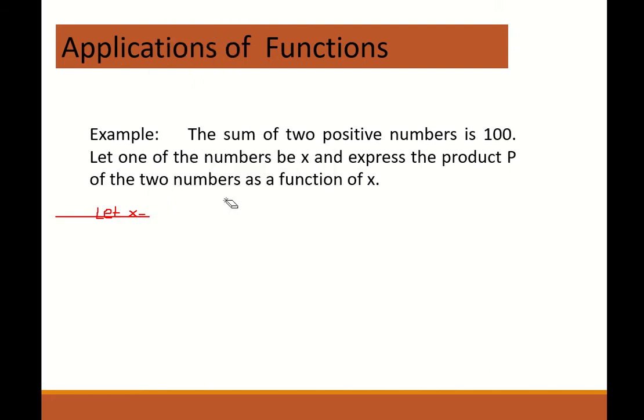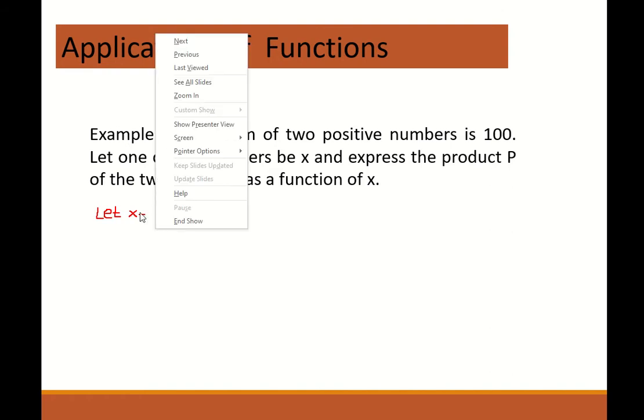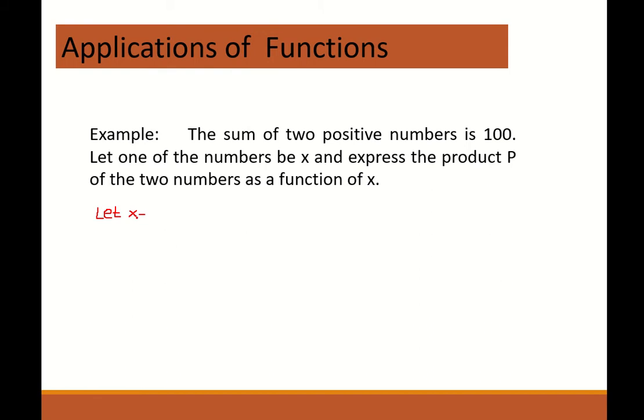And if x is one number, what would be our second number? We're given the sum of two positive numbers is 100. So if one number is x, then our other number is simply 100 minus x. Okay, so this is our other number, 100 minus x.